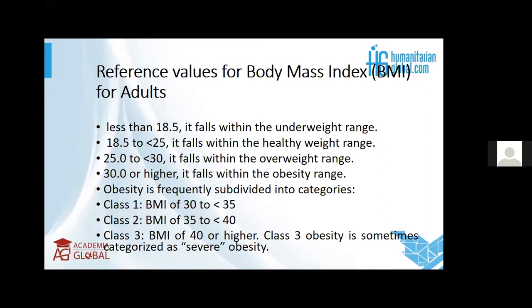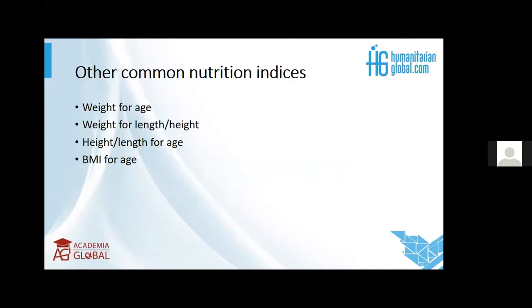And when it comes to obesity, we have classes of obesity. If the BMI falls between 30 and 35, that is class 1. 35 to 40, that is class 2. And class 3 is a BMI of 40 or higher, that means severe obesity. So that is an example of an index. And the nutrition indicator there, we say, is when you combine the index with the cutoff points to give an indication, being underweight or ideal, that is the indication.